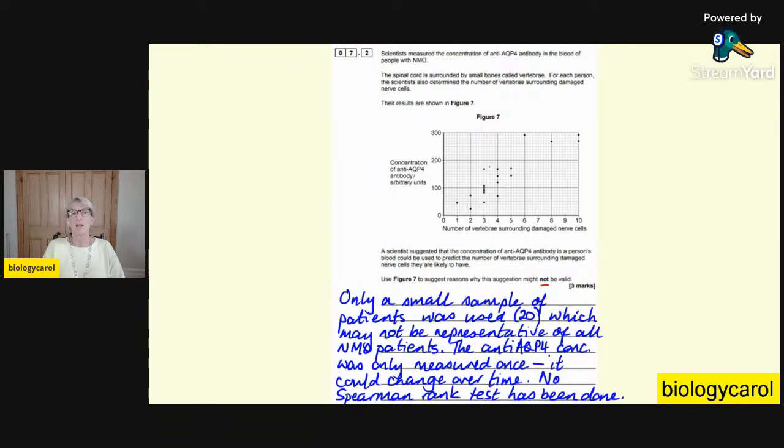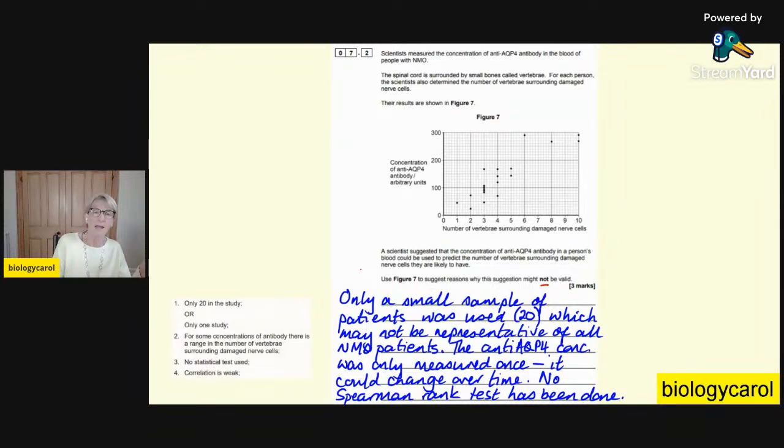And then I finally remembered that this is a scatter graph, and therefore what also hasn't happened is that the Spearman rank test hasn't been done to see whether there is a significant correlation between these two variables. That's what I wrote. Mentally, I recognise that there was a lot of variability in the concentration of antibody for particular numbers of vertebrae. Because of my big writing, I didn't have the space to put it in, and I was hoping that my reference to the statistical test would be enough to capture that, because this is 3 marks.